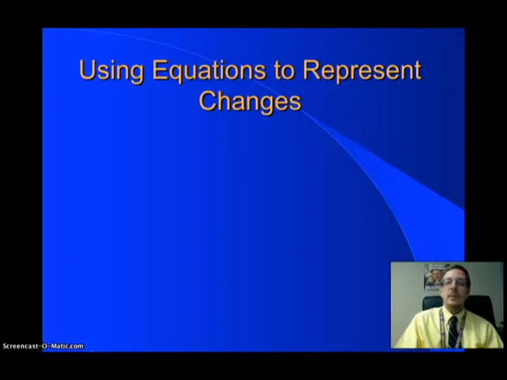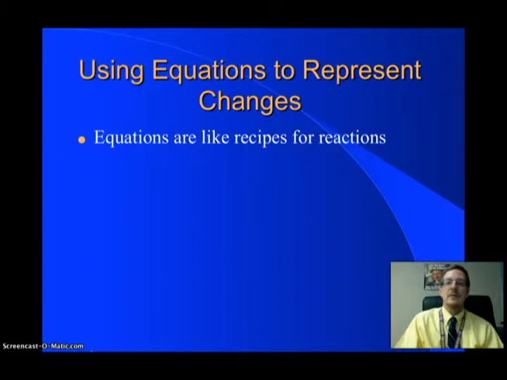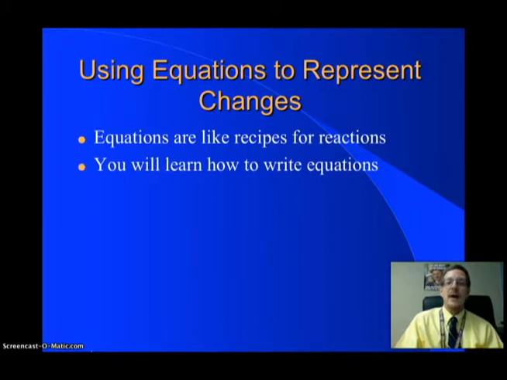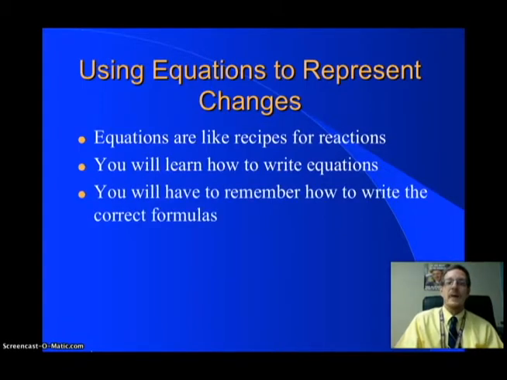However, we use chemical equations to represent changes in matter. When one thing is reacting, it turns into something else. That's basically what we're talking about when we say chemical change. So in this lecture, you're going to find out that equations are like recipes for chemical reactions. You'll also learn how to write equations, and you will also have to remember how to write the correct formulas for compounds. So let's get started, shall we?